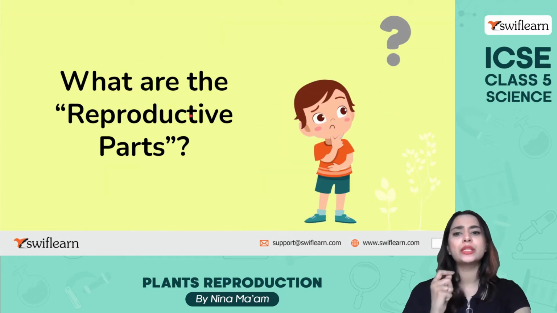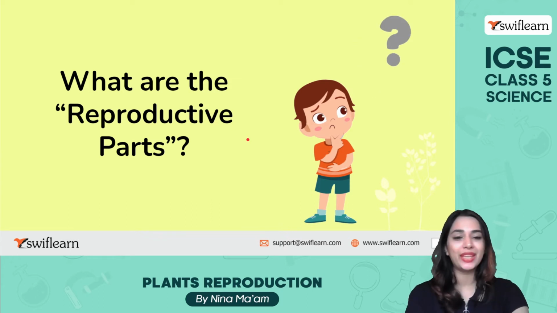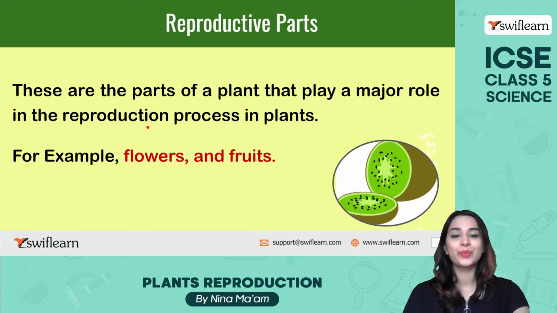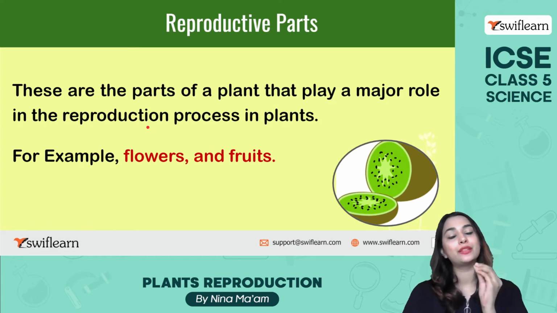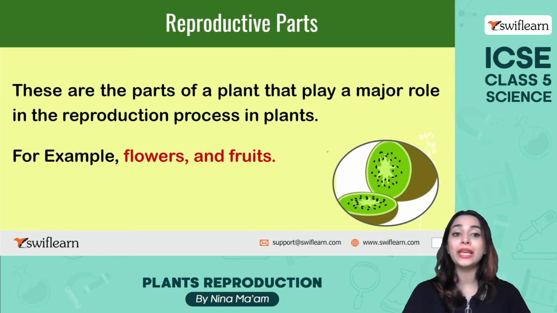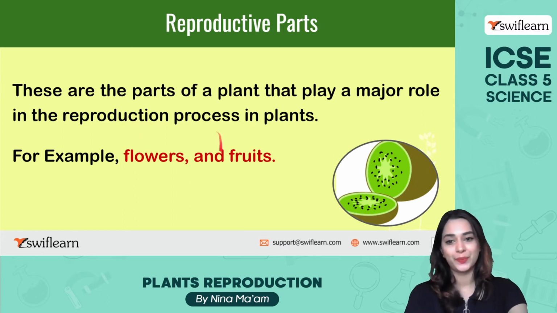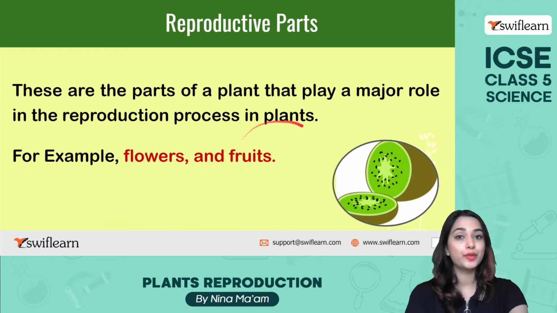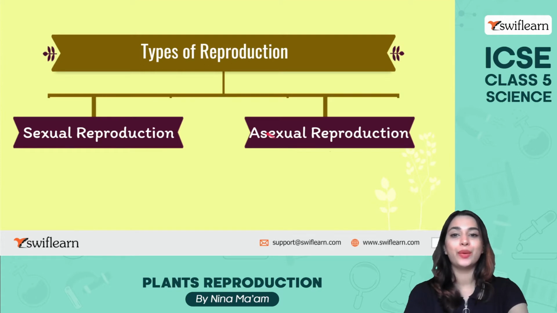So what are the reproductive parts? What do you think? The boy is so confused. And here we go. The reproductive parts are the flowers and the fruits. These are the parts of a plant that play a major role in the reproduction process in plants. You can see the flowers and the fruit, which is connected to, what is that? Ovary.